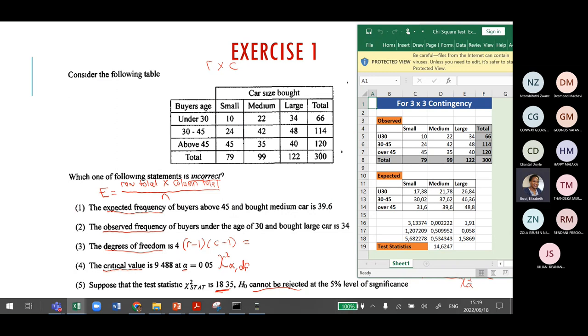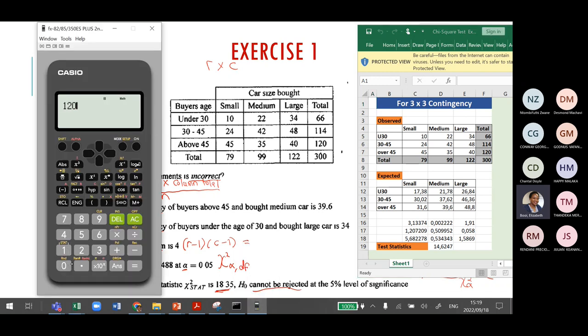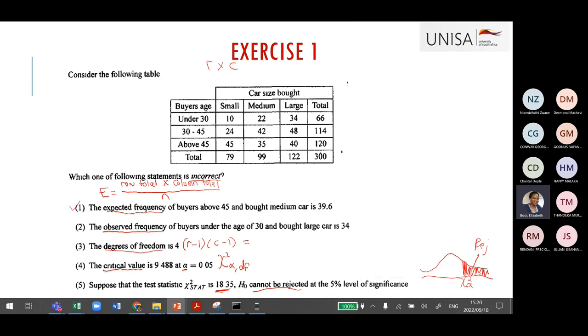Statement number 1 says the expected frequency for buyers above 45 who bought a medium car is 39.6. So you take the row total of above 45 and the column total of medium. The row total is 120 times 99 divided by 300, which equals 39.6. For those using the template, that is 39.6 as well, because it is above 45 and medium. That is where the expected value is, which means option 1 is correct.